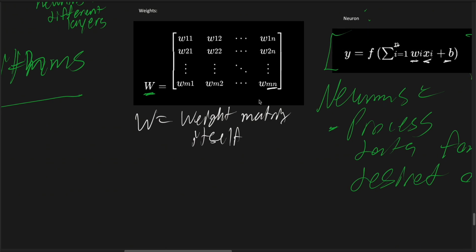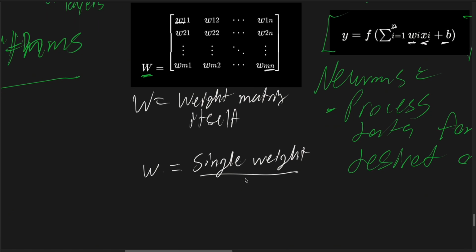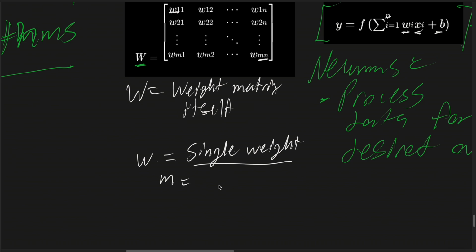And then for M and N, W over here represents a single weight. M refers to the number of neurons in the layer where the output will be calculated.